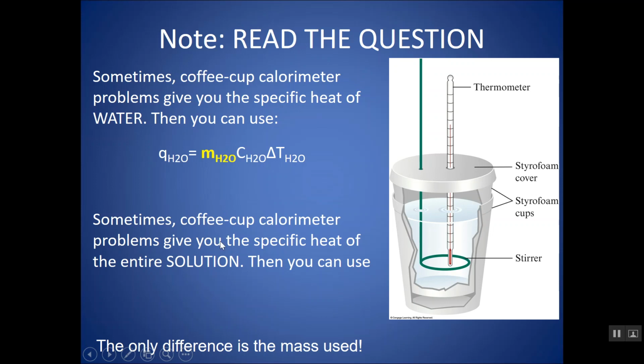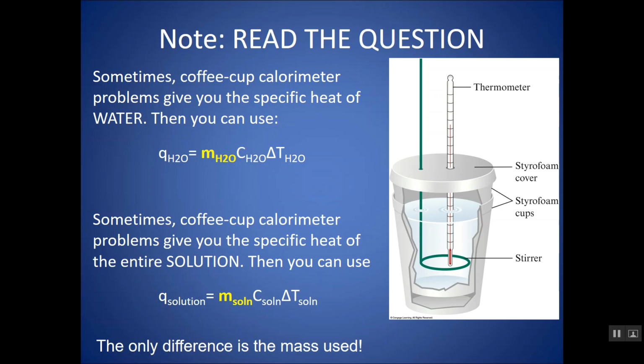Sometimes an AP problem might give you the specific heat of the entire solution. They might say the specific heat of the solution is 4.18, whatever. If they give you the heat capacity of the entire solution, make sure you're using the mass of the entire solution and not just water. So that might mean adding up the reactants and the water, because that would be the mass of the whole solution. So whatever your heat capacity is given of, that's what you want to use the mass of.